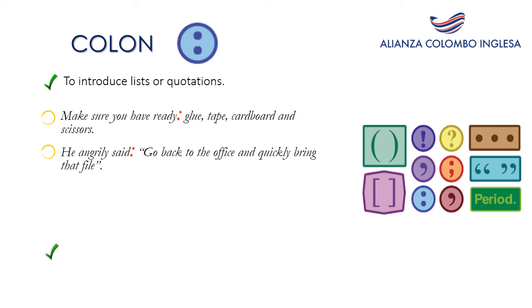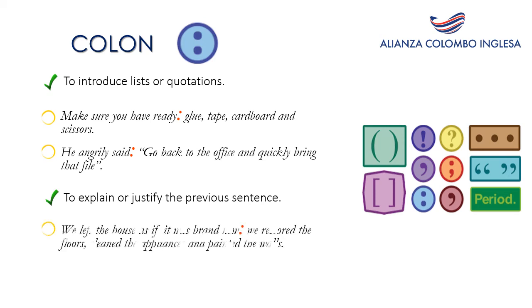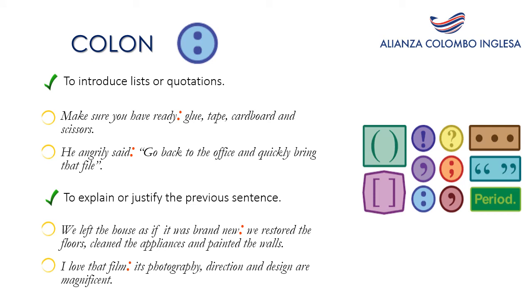A second use, whenever we want to explain or justify the previous sentence that we wrote, right? Here we have 2 examples about this. We left the house as if it was brand new. How? Well: we restored the floors, we cleaned the appliances, and we painted the walls. Or maybe when we want to justify why we like that film, right? Well, I love that film: its photography, direction, and design are magnificent.